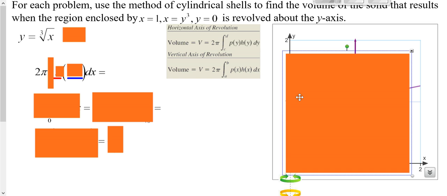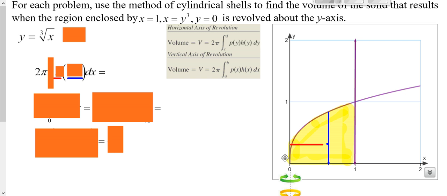So we graph all this. We have our x is equal to 1, we have our y is equal to 0, and we have our curve, so that's this shaded region right here. That's what we're revolving around our y-axis. Since we're dealing with x's, our bounds are how far left and right we go. It goes from 0 to 1, so that's our bounds.